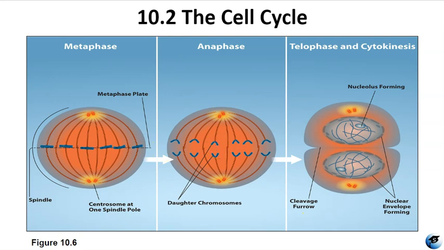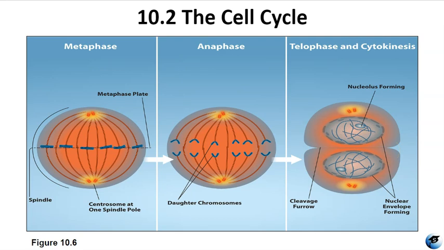And then telophase is where the chromosomes reach the opposite poles and they decondense. The mitotic spindles depolymerize, and then the nuclear envelopes form around the chromosomes. The very final stage, of course, after this is cytokinesis, and that's where these two cytoplasmic membranes become separated.